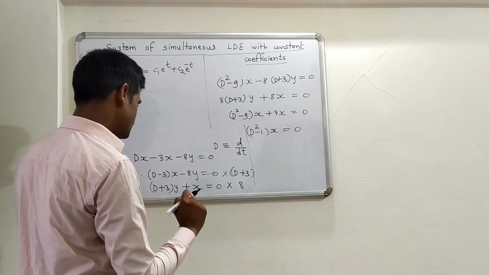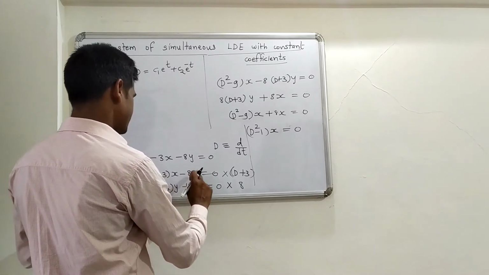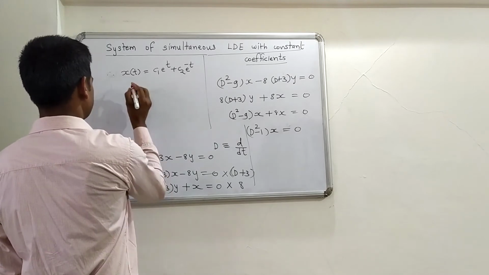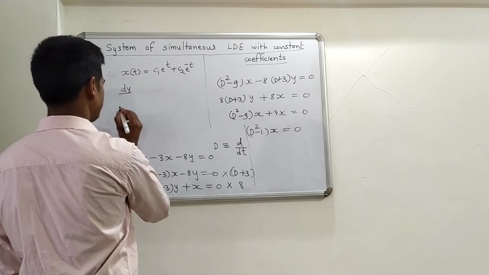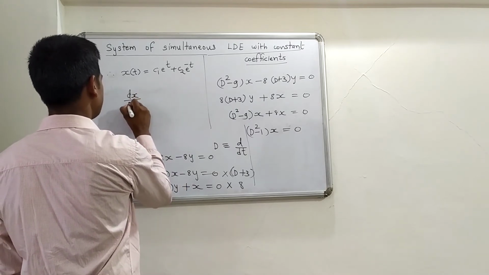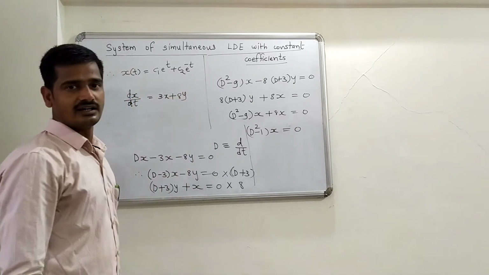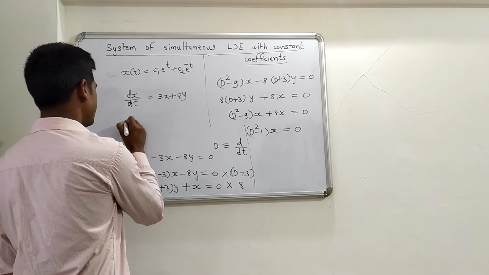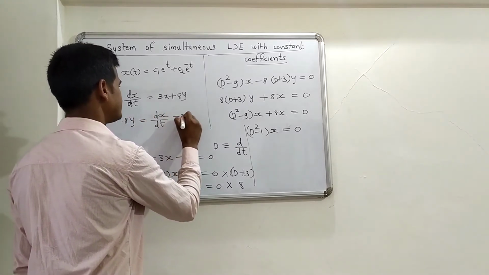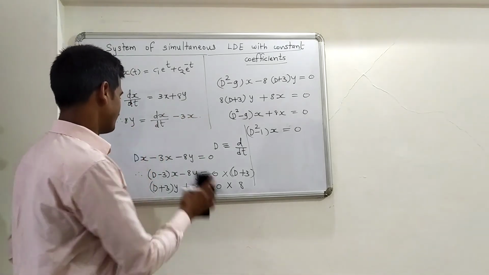So which equation will I prefer to use to obtain the value of y? Okay, I will use the first equation. So dx/dt = 3x + 8y. Therefore 8y = dx/dt − 3x. I have used the first equation to obtain the value of y.